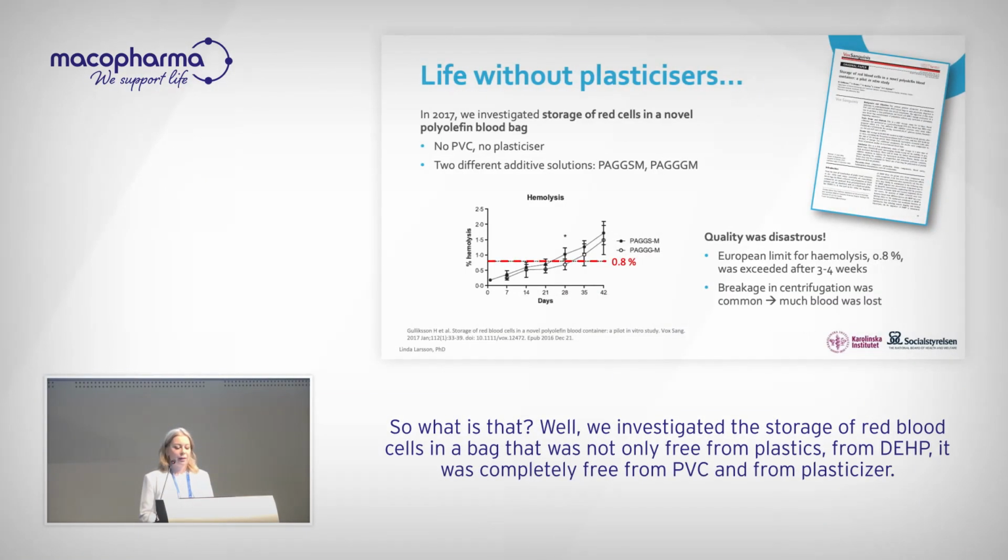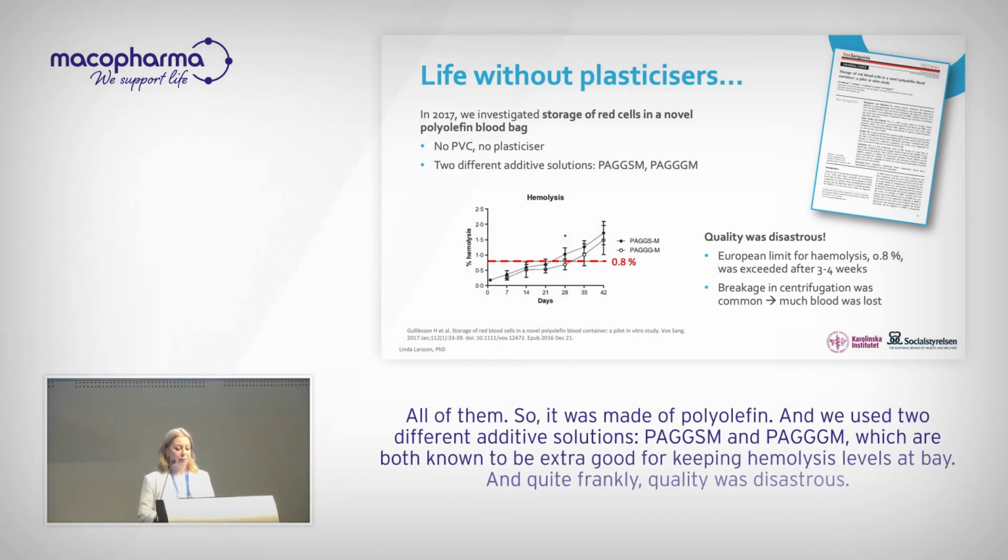So what is that? Well, we investigated the storage of red cells in a bag that was not only free from plastics from DEHP, it was completely free from PVC and from plasticizers. All of them. So it was made of polyolefin, and we used two different additive solutions, PAGSM and PAGGM, which are both known to be extra good for keeping hemolysis levels at bay. And quite frankly, quality was disastrous.